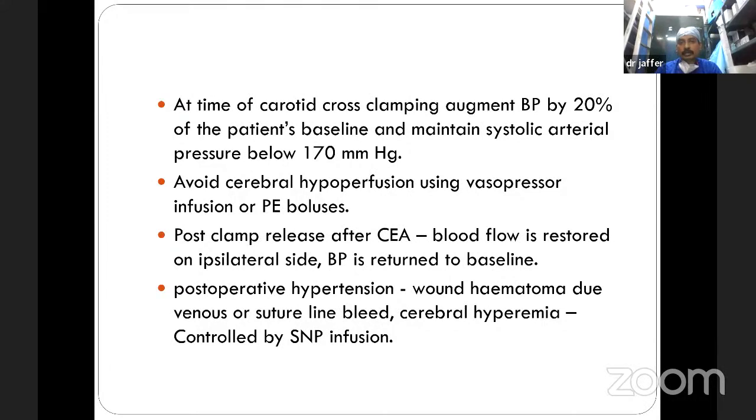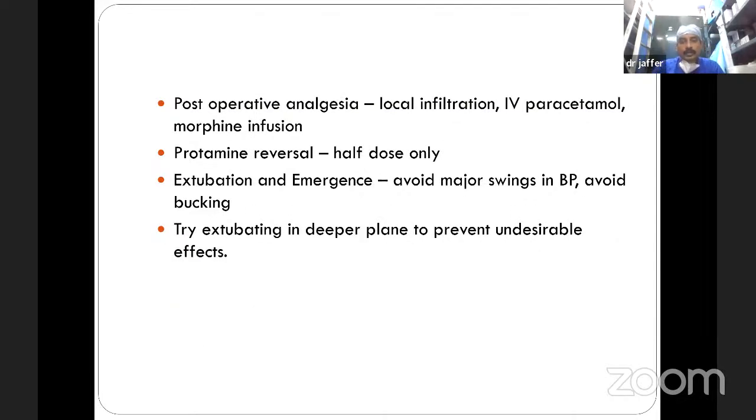The problem is that the suture line may give way and there can be a wound hematoma. So we have to control the BP by using SNP or NTG. Post-operative analgesia can be given by local infiltration, IV paracetamol, or morphine infusion. And protamine reversal is a controversy. Some people advocate there is no requirement of protamine heparin reversal, but in our institute, we advocate half the dose of heparin reversal.